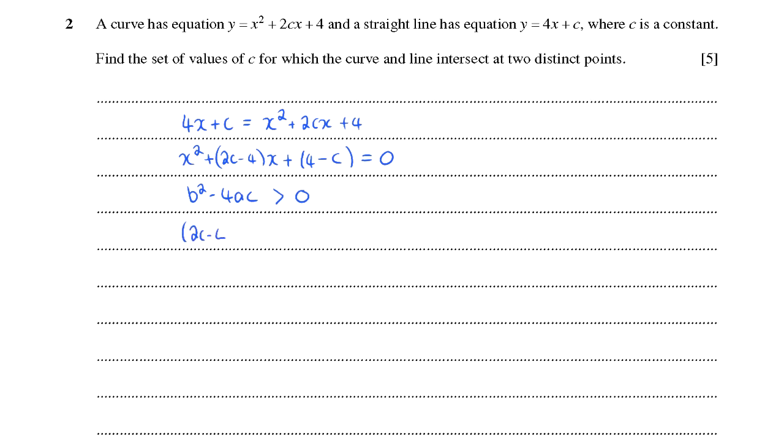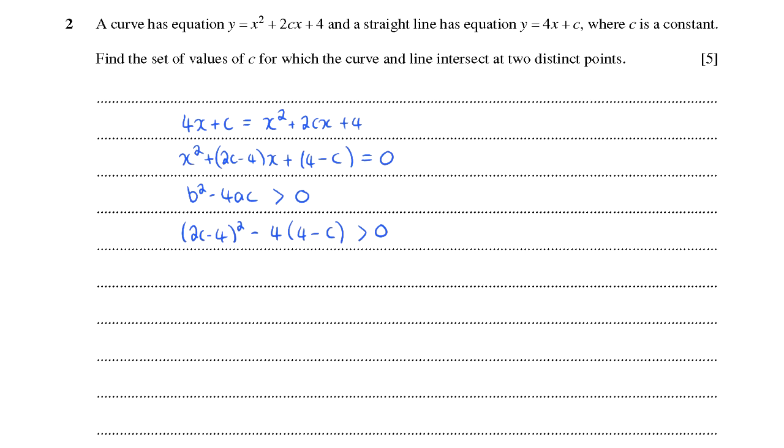B is 2c minus 4, so we're going to square it, and we're going to subtract 4 times a, which is just 1, so we're going to have 4 times 4 minus c, and that of course is now greater than 0. So we need to expand the brackets.